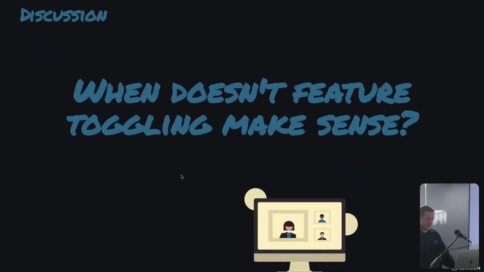All right, first discussion. So I want you guys to have a think about this, maybe turn to the person next to you and talk about it. When doesn't feature toggling make sense?